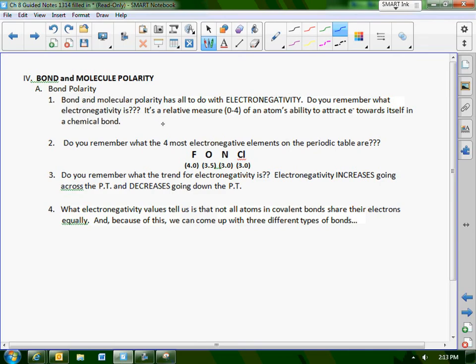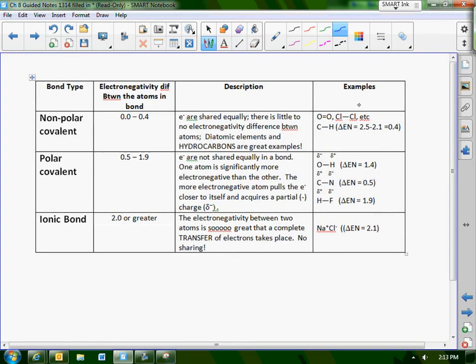Bond and molecular polarity has to do with electronegativity. Remember electronegativity is the measure from 0 to 4 of the atom's ability to attract electrons. Also, the most electronegative elements, you need to memorize those off the periodic table, are fluorine, oxygen, nitrogen, and chlorine. It's very important because ultimately with the bonding it's really important. Also, remember electronegativity trends and what electronegativity values tell us. If you read this, this is a description, and you're going to need to read through these.